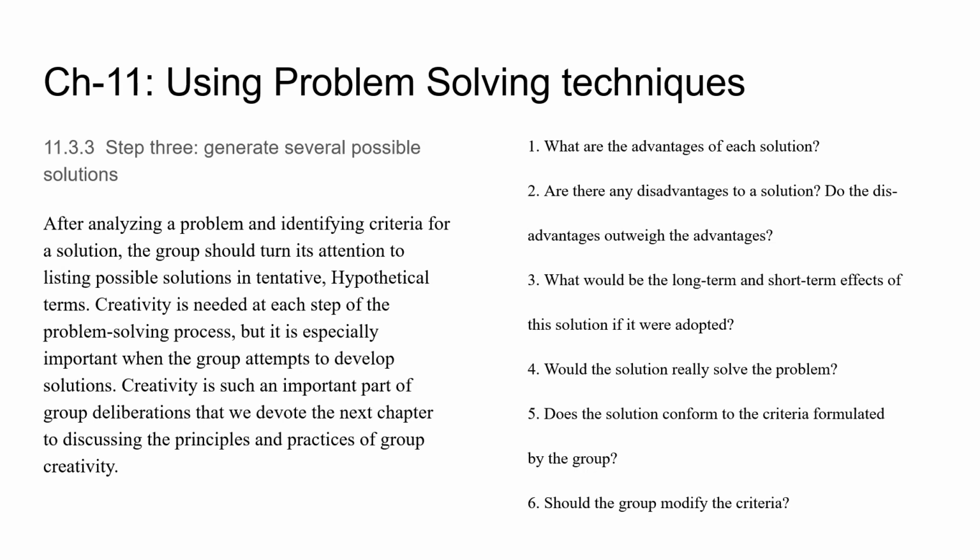Number four, will the solution really solve the problem? Because if it doesn't, it's not a solution, and you can't assume it will solve the problem. And number five, does the solution conform to the criteria formulated by the group? So you've come up with the criteria, make sure it meets the criteria, and should the group modify the criteria? Sometimes you're like, we can't find a solution that meets our criteria, then we need to modify it.